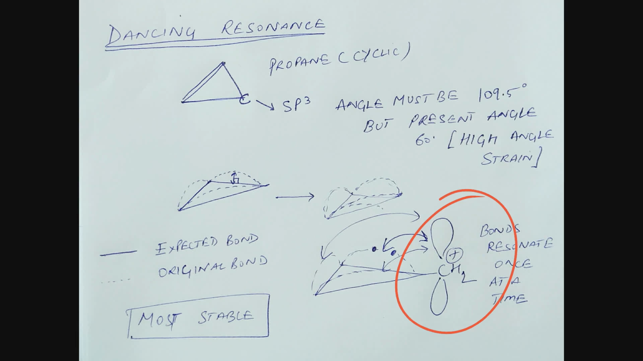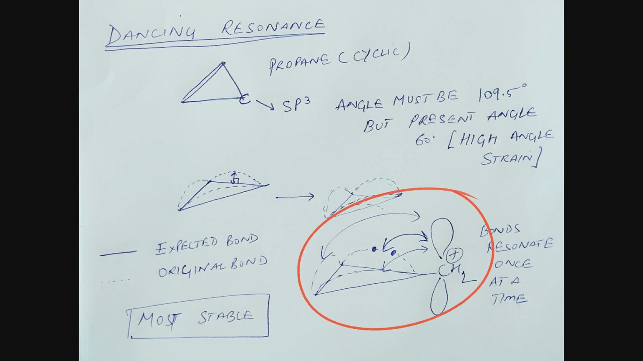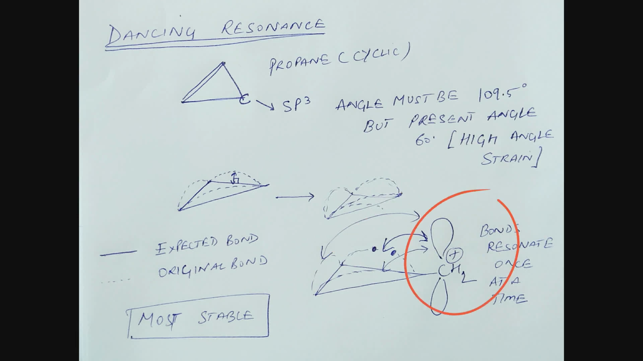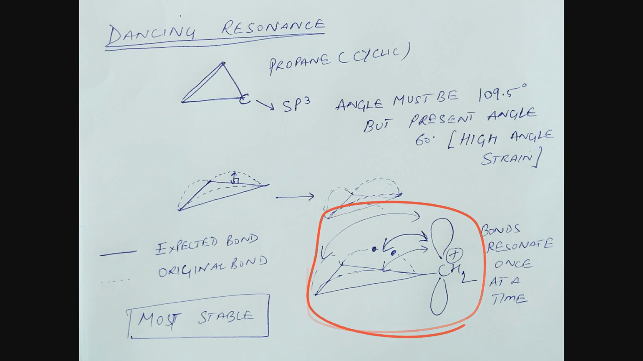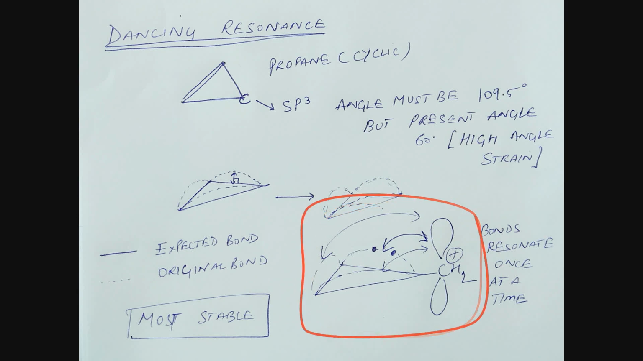Now if I attach a CH2 positive, or any carbocation or anything which accepts electrons, what it will do is, due to its pure p orbital, it will attract these bonded electrons towards itself, and it will start resonating. So every bond will start resonating with this pure p orbital of the carbocation or any element which accepts electrons. So this makes it a more stable structure, a more stable system.